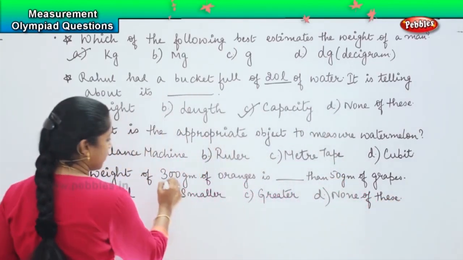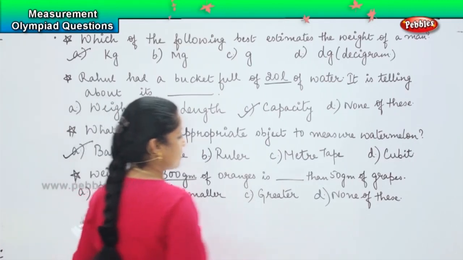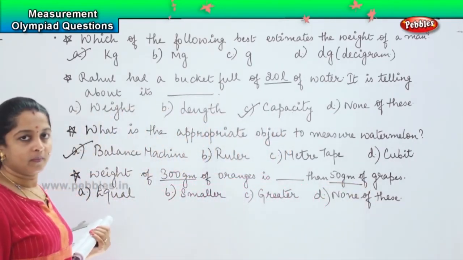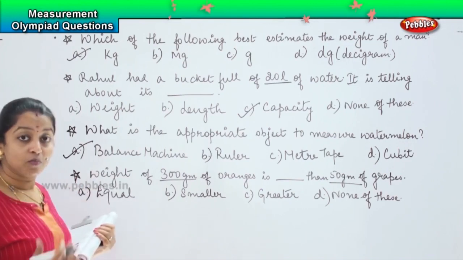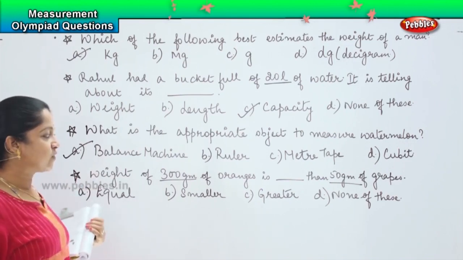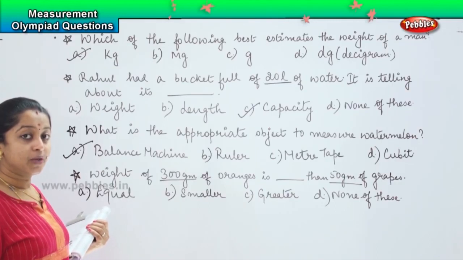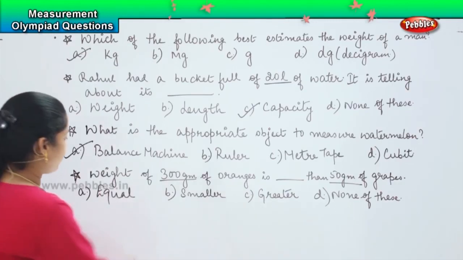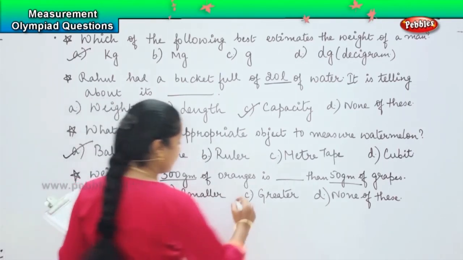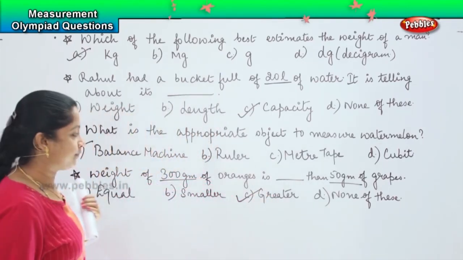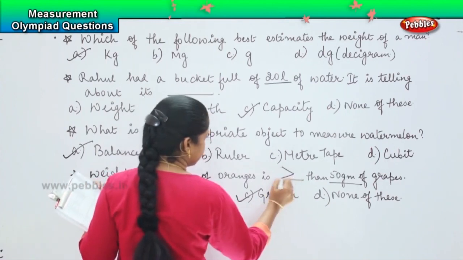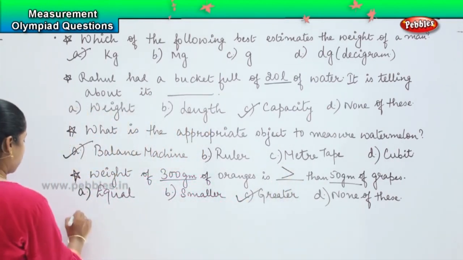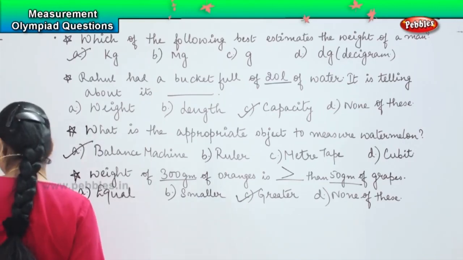So 300 grams of orange is dash than 50 grams of grapes. So definitely 300 is more, right? So the weight of 300 grams of orange should be heavier than 50 grams of grapes, right? So the right option will be option C, greater. It is greater than 50 grams of grapes. Okay. Coming to the next question.